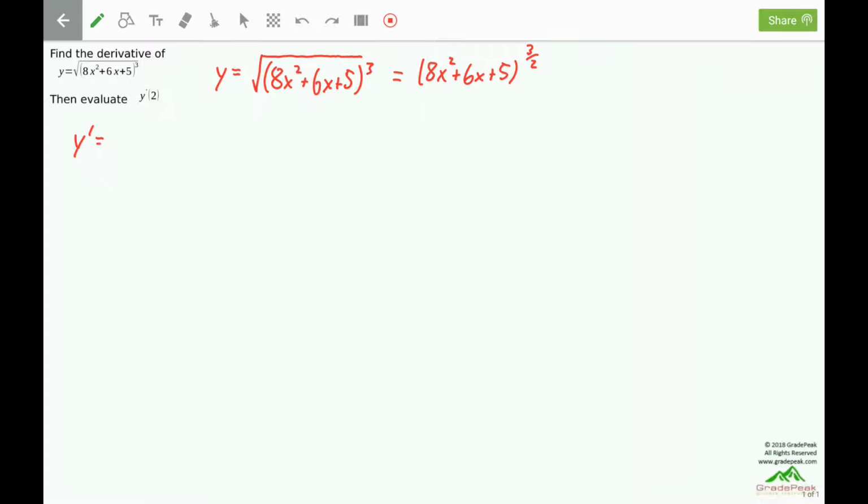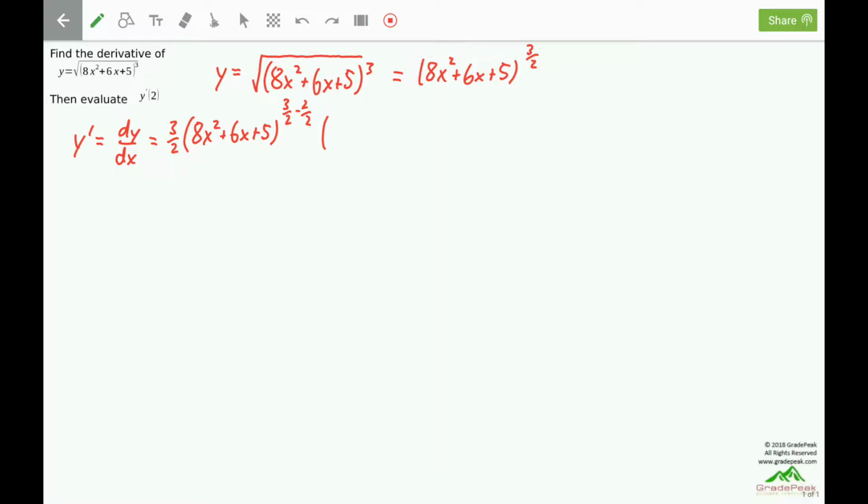The derivative y prime, which can also be called dy dx, is going to equal the power rule. We will bring the power down, leave the entire inside alone, and then subtract 1 from the power. We will call that 2/2. But because what's raised to the power is not just an x, but an entire expression, the derivative won't just be a 1, it'll be something bigger. We have to take the derivative of the inside.